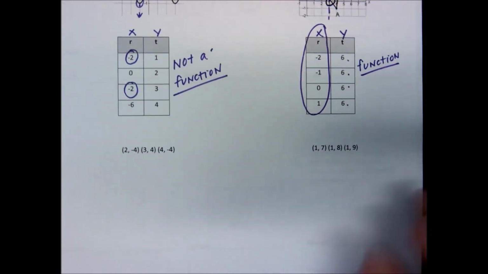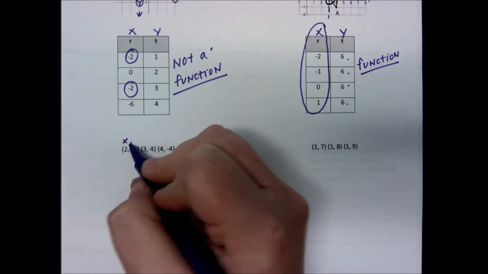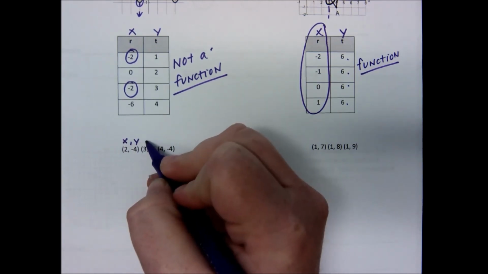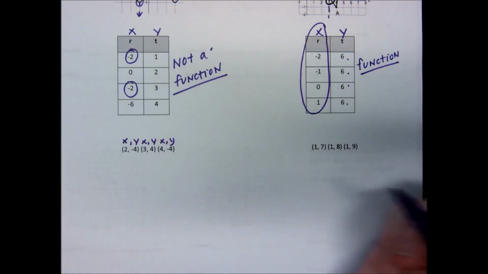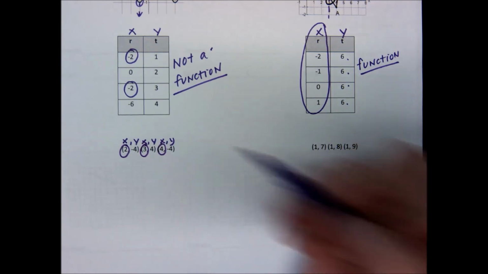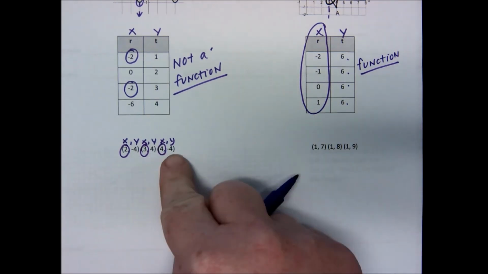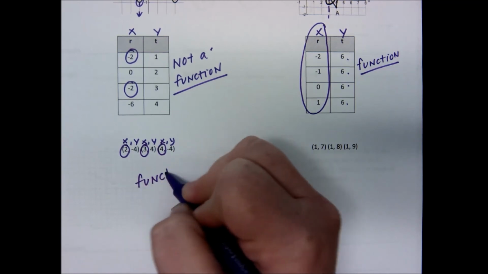So let's look at the next one. Now, when I'm looking at points, you have to remember that points are written as x, y, x, y, x, y. So when I'm looking to decide if it's a function, I'm looking at the front numbers. Did any of those numbers repeat? 2, 3, or 4? They didn't repeat, so it is a function.